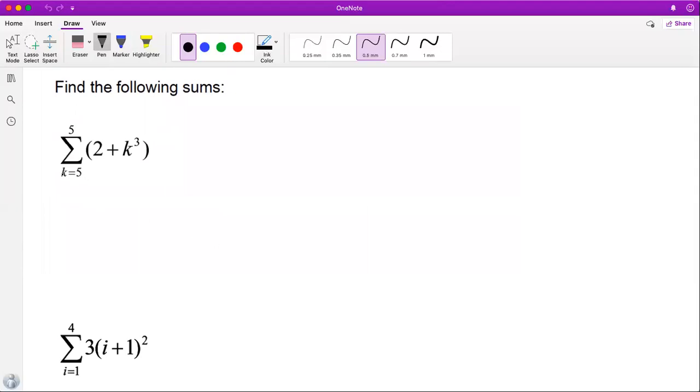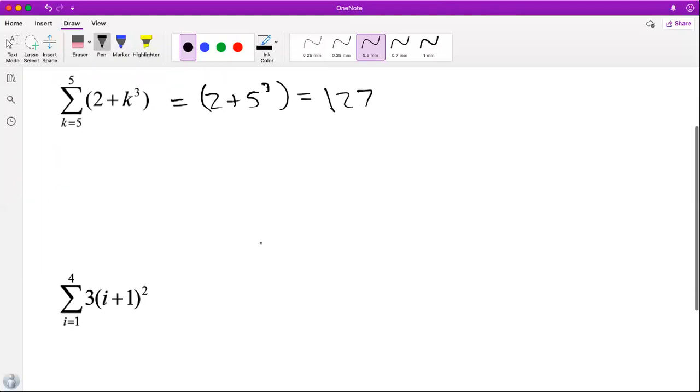This one says start when the index is 5. Here's your term. Start when it's 5 and end when it's 5. So this is just one term: 2 plus 5 cubed. 5 cubed is 125. That's 127. That was pretty straightforward.